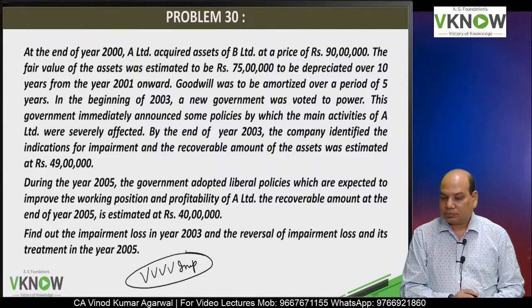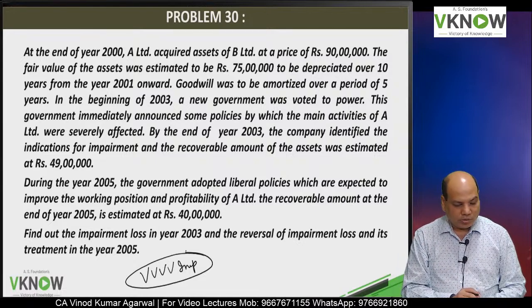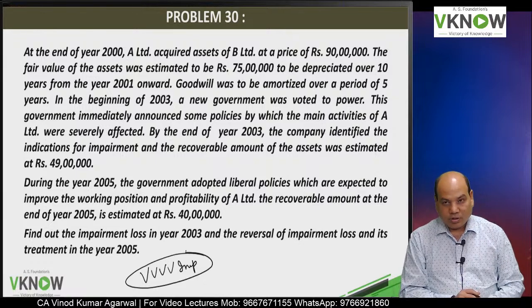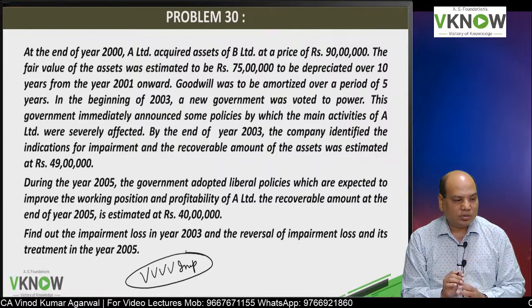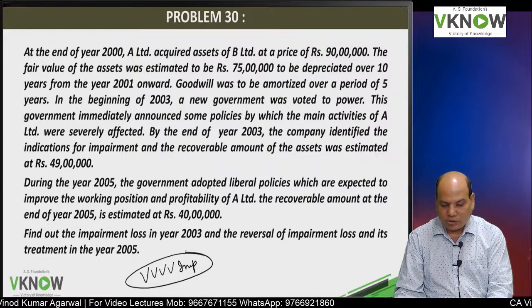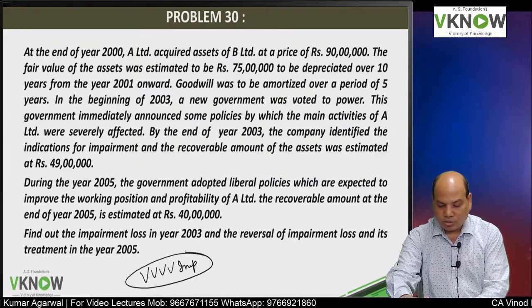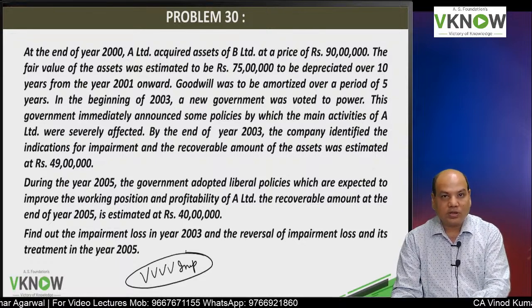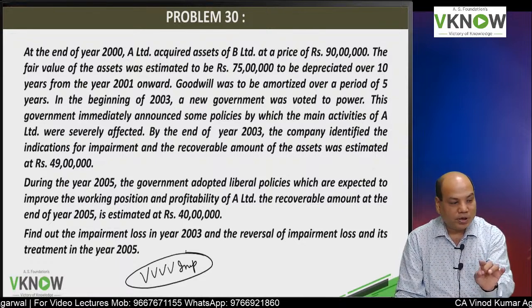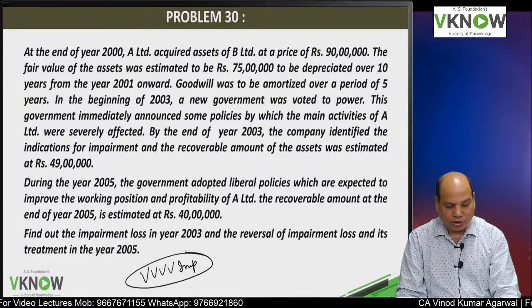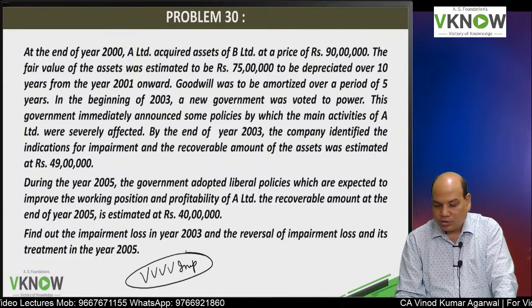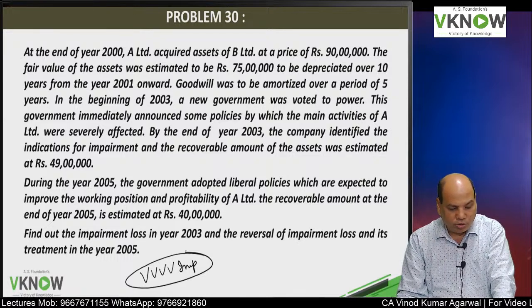Question number 30. This time you will have to solve, write the answer in your booklet. Your booklet does not have the answer. Your booklet has the format of the answer, but the answers are not printed. You will have to do it, otherwise this important question you will not be able to handle. So I am going to explain, you are going to solve.